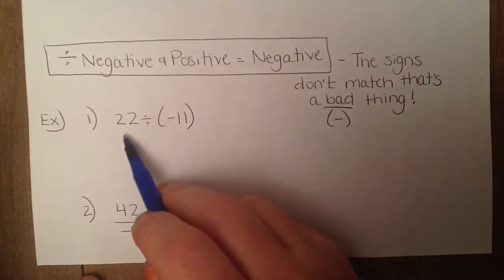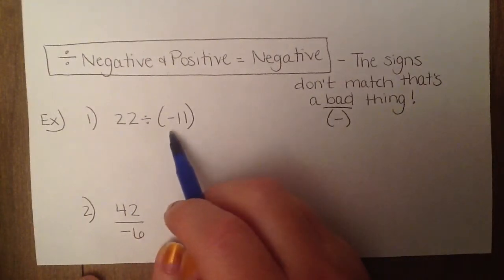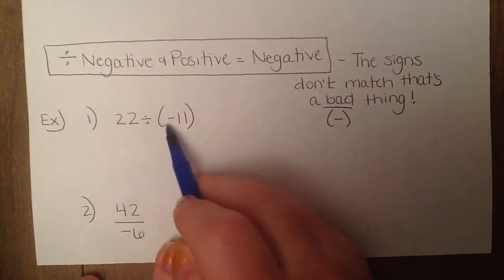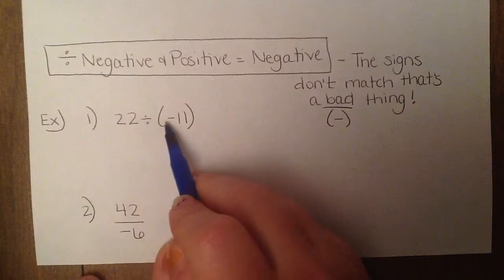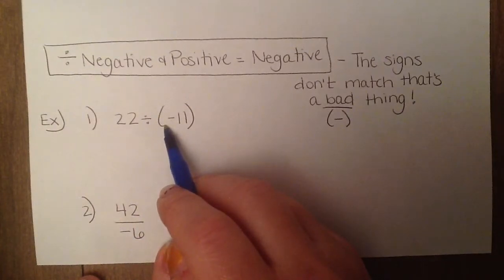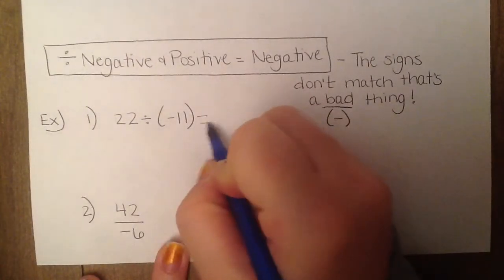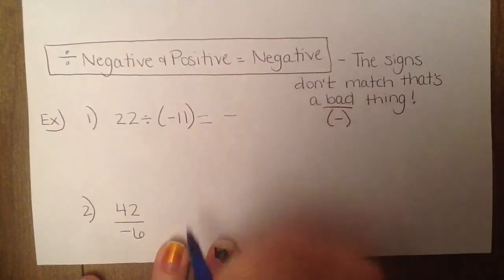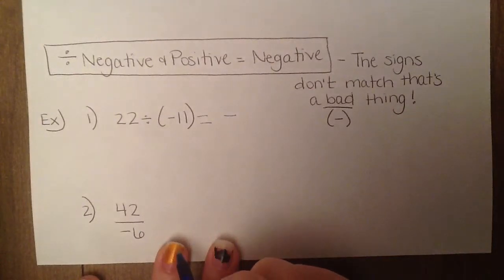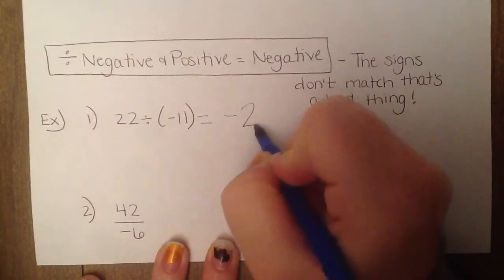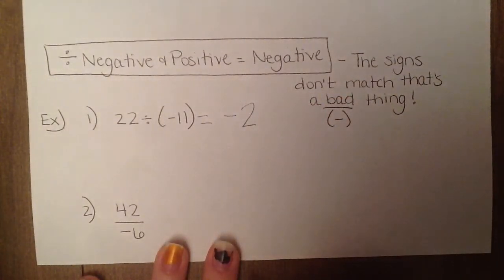So number 1, 22 divided by negative 11. Let's first look at the sign. We have a positive and a negative. Do the signs match? No. One is positive, one is negative. So the signs don't match. That's a bad thing, or our answer is negative. 22 divided by 11 is 2. So our answer is negative 2.